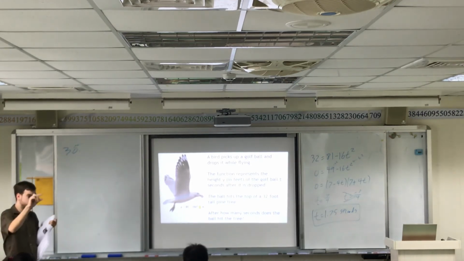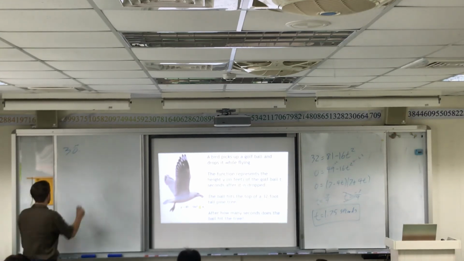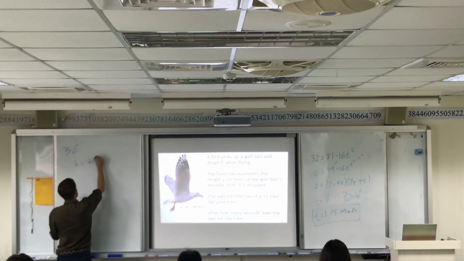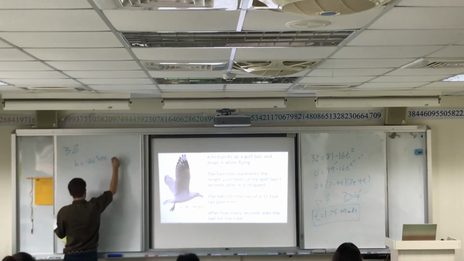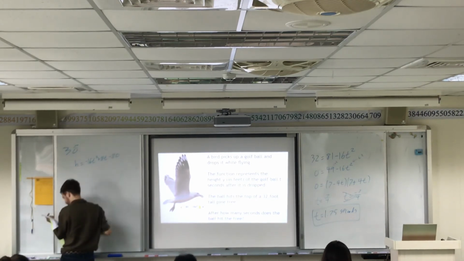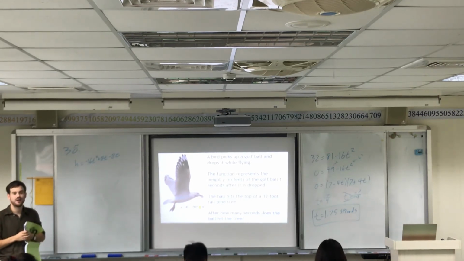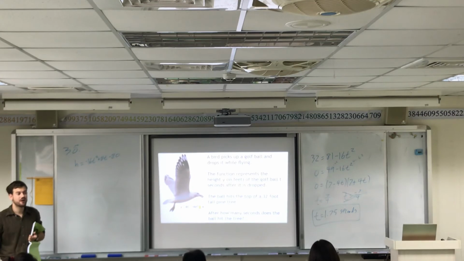Cliff diving. The height, h, in feet above the water of a cliff diver is modeled by this function: h equals negative 16t squared plus 8t plus 80, where t is the time in seconds. How long is the diver in the air? So if you jumped off, this would tell you how long they will be in the air.